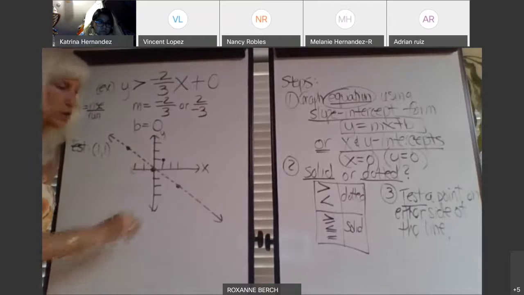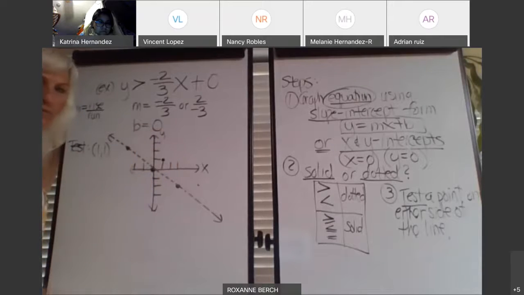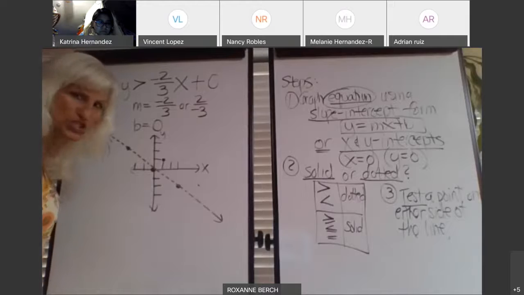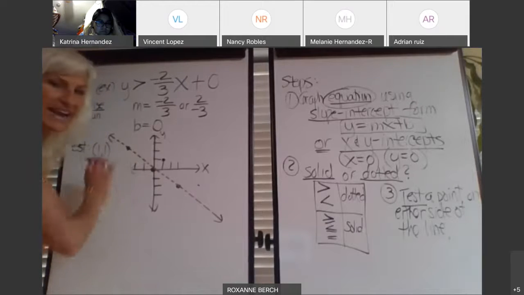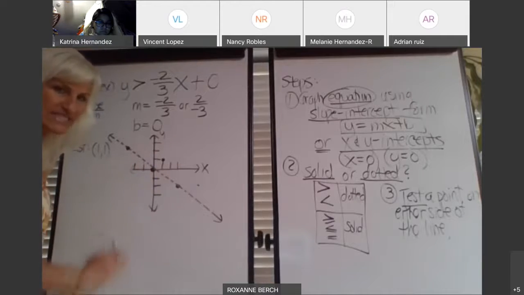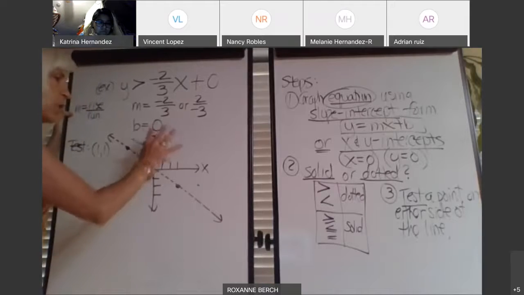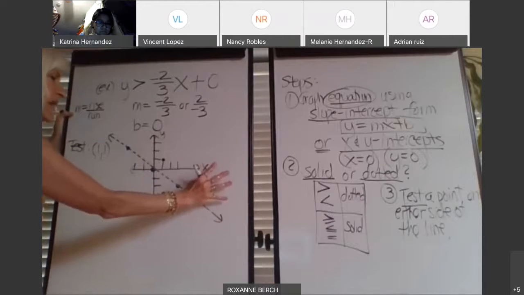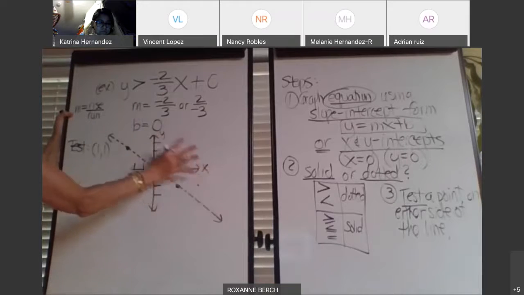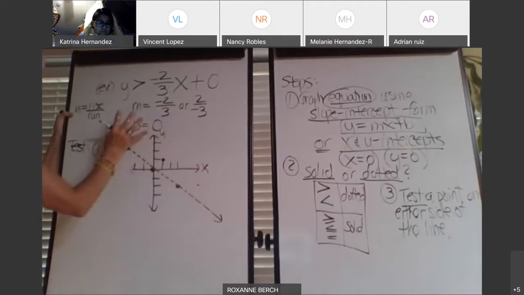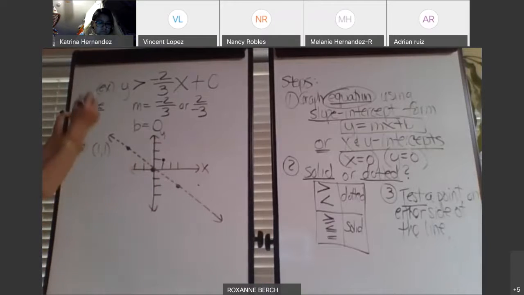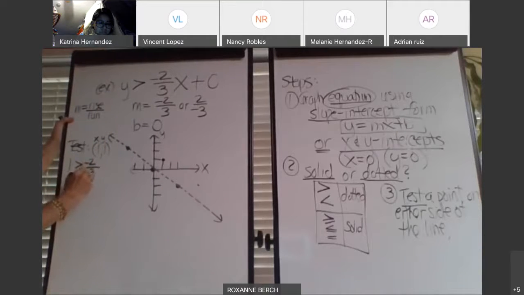So just to remember here, if this works, you're going to shade all his friends over here. If he fails, don't shade him. Don't shade anyone over there. You're going to shade on the other side of the line. So if this works, shade it. That means all those solutions, all those ordered pairs will work. And all of these will fail. Okay, here we go. Remember this is x and y, so you put in a 1 for y, and you're asking yourself, is 1 greater than -2/3 times 1 plus 0?